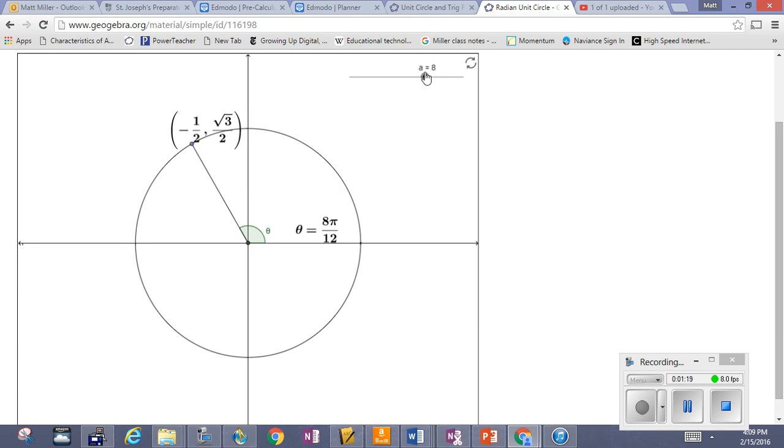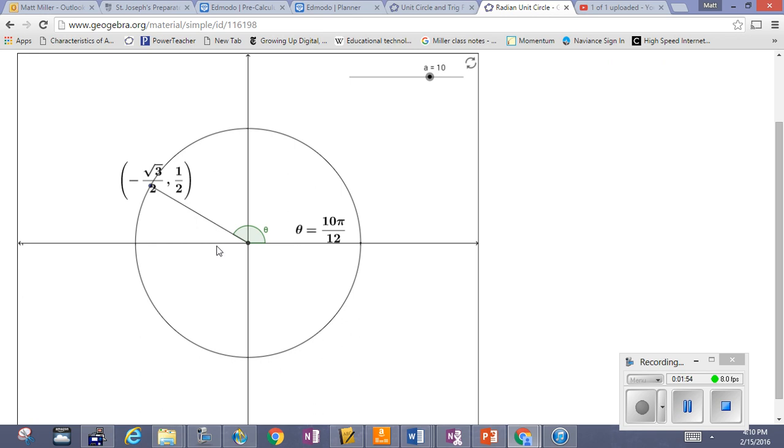Okay, into the second quadrant, there's our 2 pi over 3 stop, listed here as 8 pi over 12, but 2 pi over 3. Cosine is negative in this quadrant, negative 1/2. Sine is positive, root 3 over 2. There's our pi over 4 reference angle in the second quadrant, with a negative cosine and positive sine.